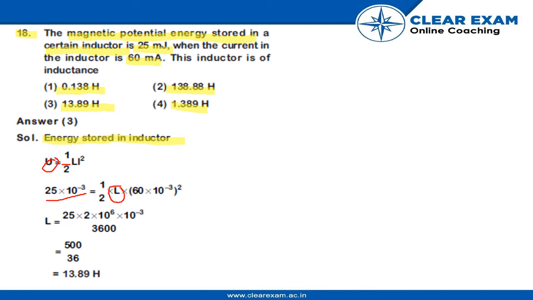So 1 upon 2 into inductance into, and we have been given current in milliampere, we are converting it into amperes. So 60 into 10 raised to the power minus 3 and its whole square.